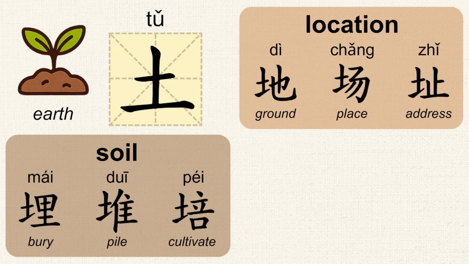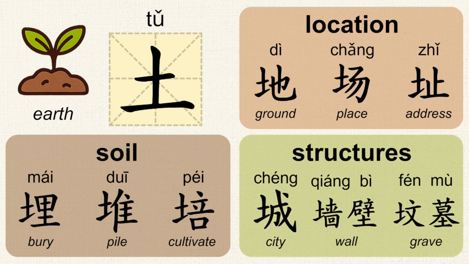The things that are built on top of the ground also regularly use this radical. For example, in 城, as in 城市, which means city, 墙壁, which is a wall, or 坟墓, which is a grave.